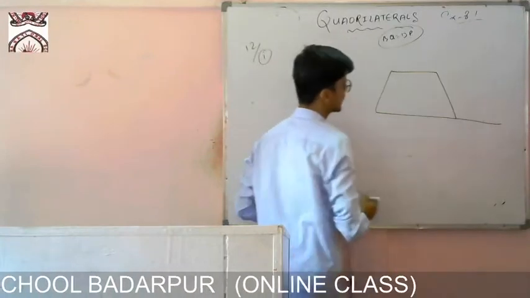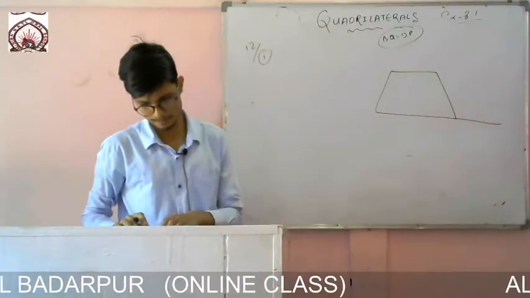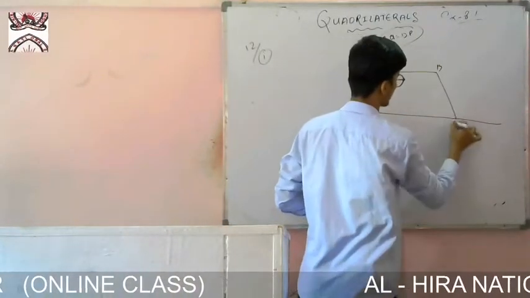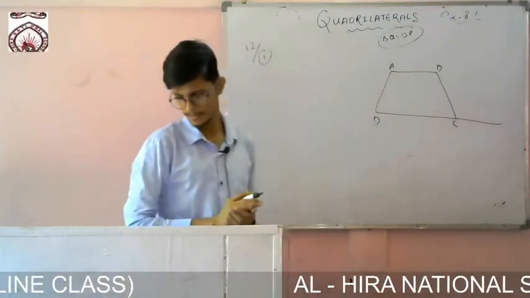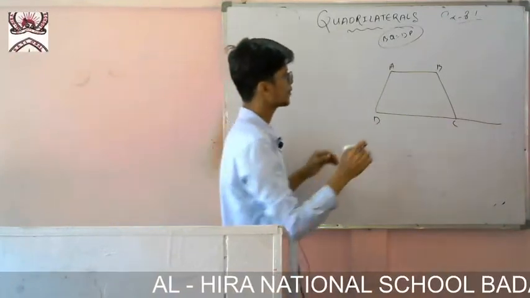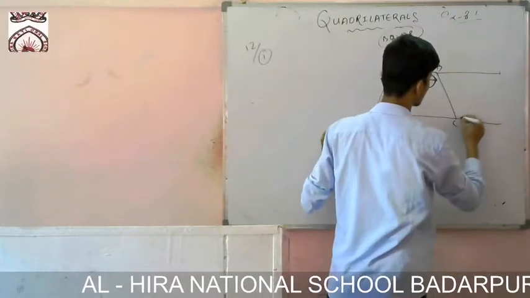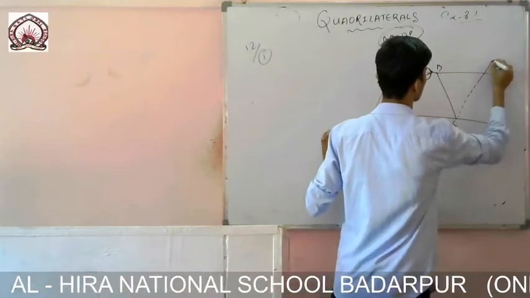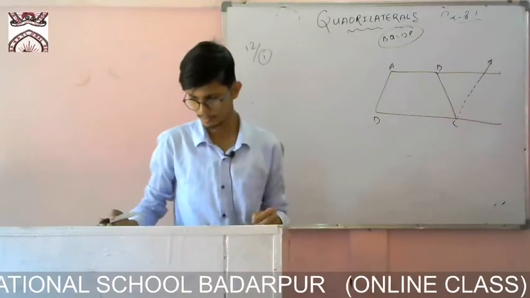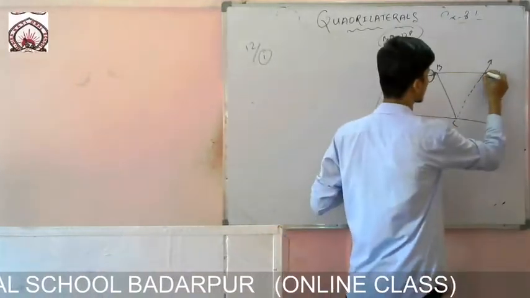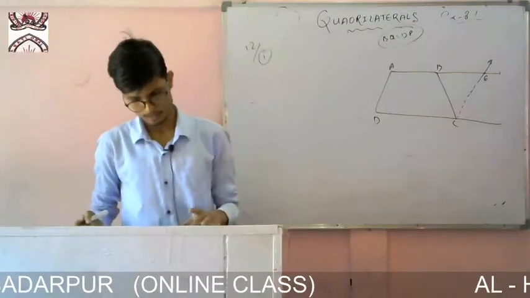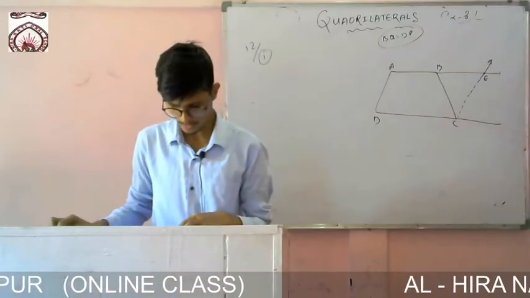So for this one, this is a trapezium ABCD. To solve this one, what I am doing, I am producing AB to a point like this, and from there I am making it a parallelogram. So both sides I am producing so that they meet at a point E. Let me give ABCDE. Now you see I have to prove angle A equals to angle B.